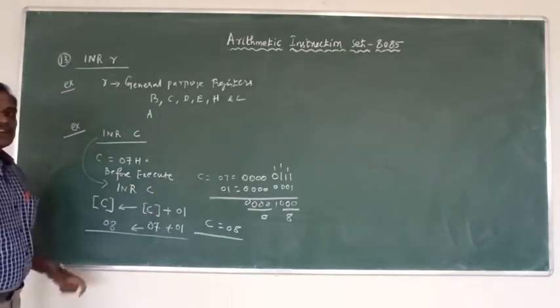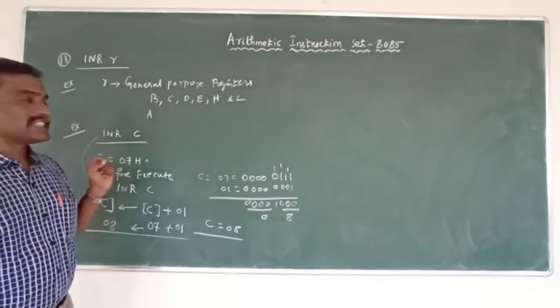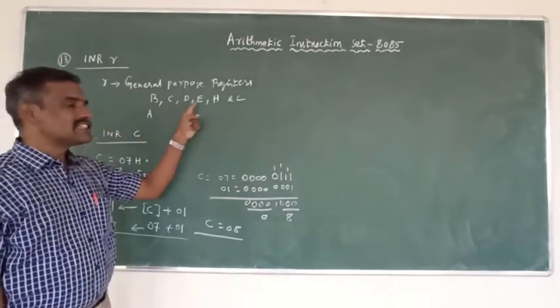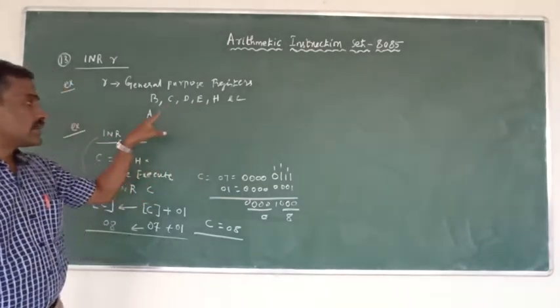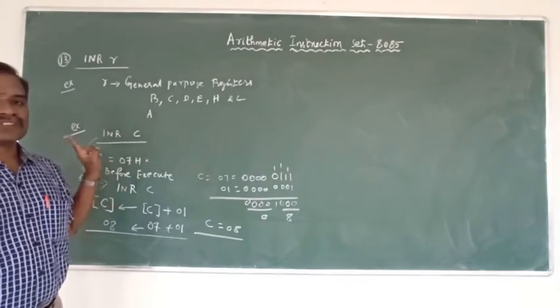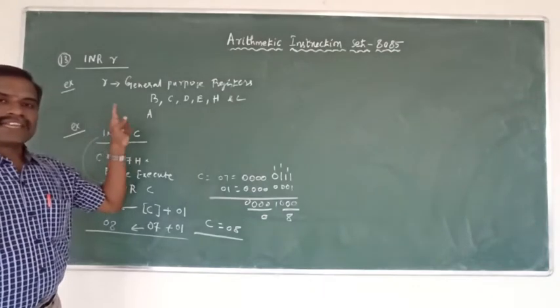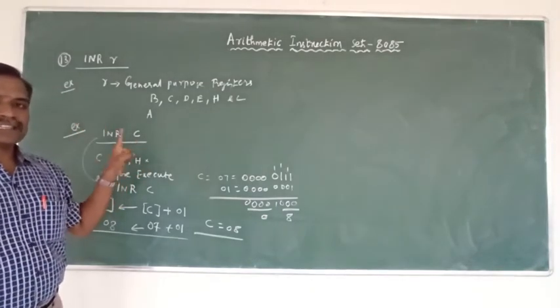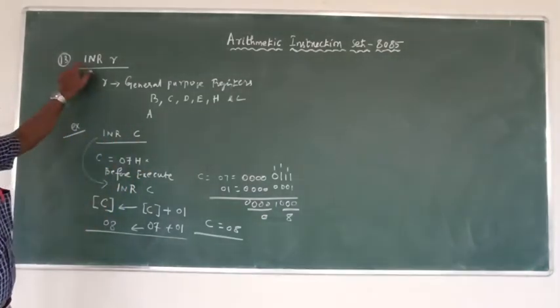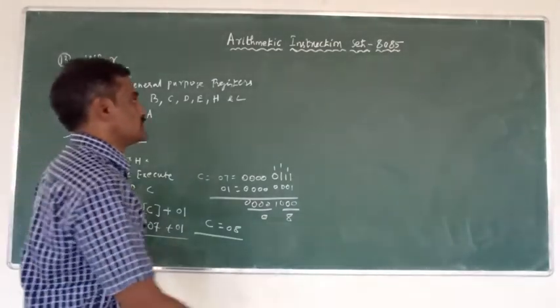We can increment any register content: 6 general purpose registers and 1 accumulator, total 7 8-bit registers. When we have to increment the content of these 7 8-bit registers single time, we can use this type of instruction. Okay. Next one.